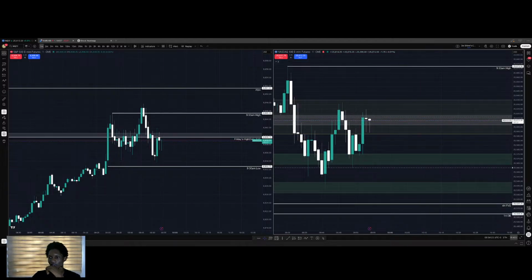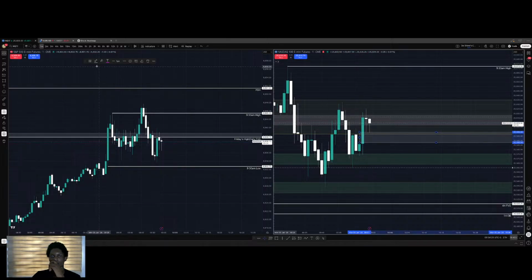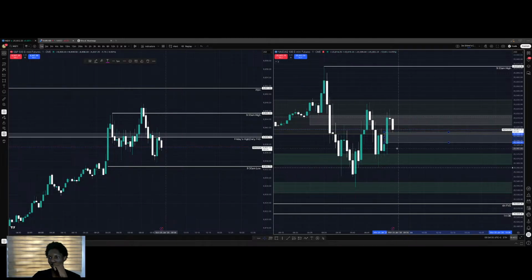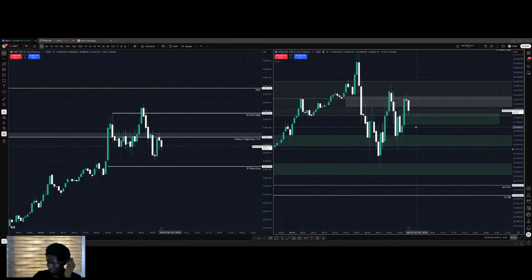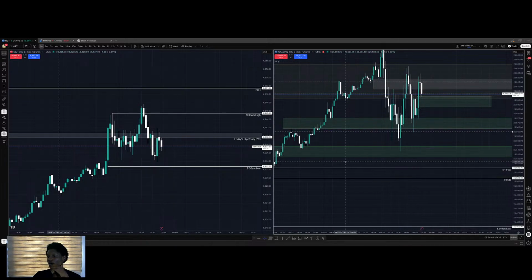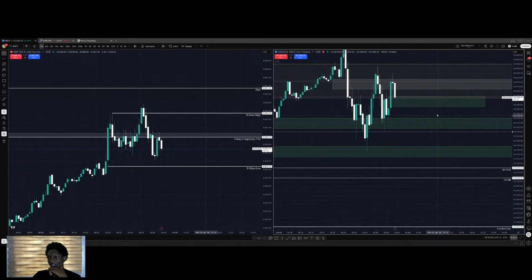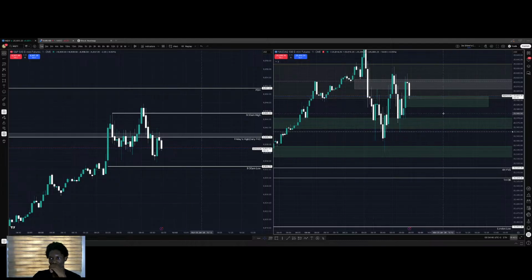So currently price is respecting this gap. Let's see if it's gonna hold. But I'm not gonna take any trade till past 4 p.m. If we should invert this gap, so if we should close below this green box, then you could expect price to sell. But we've got 6 minutes left.